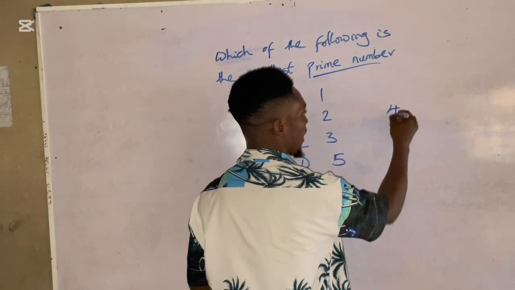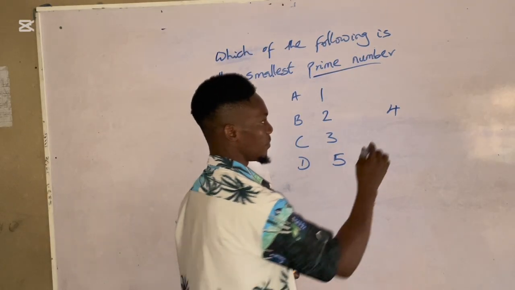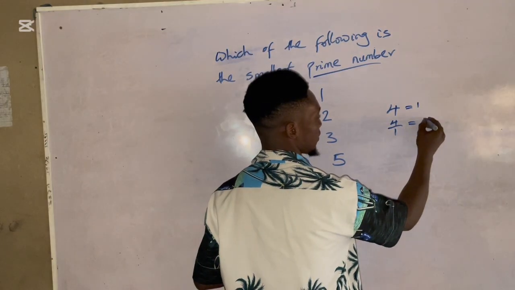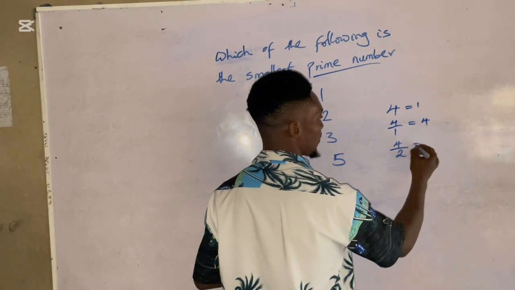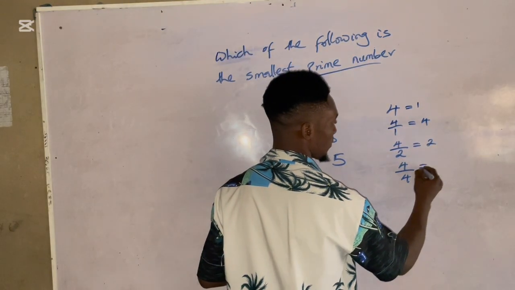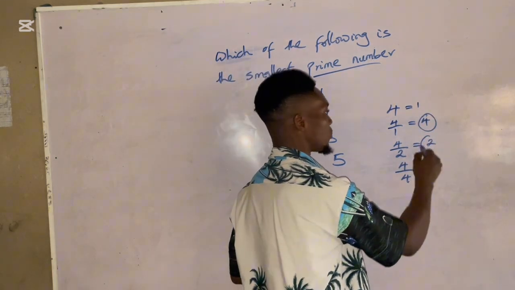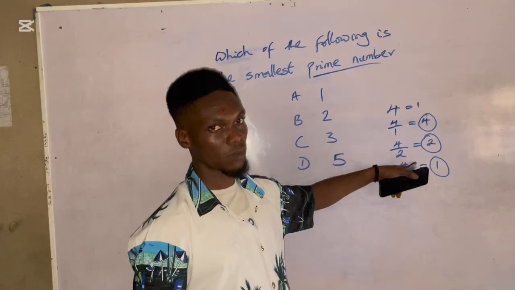For example, now we have 4. If you think of numbers that can divide 4 without a remainder, 1 can divide 4. 4 divided by 1 is 4. 2 can also divide. 4 divided by 2 is 2. 4 can also divide. 4 divided by 4 is 1. So at this point, you see that 4 can divide, 2 can divide, 1 can divide, meaning that 4 is not a prime number.